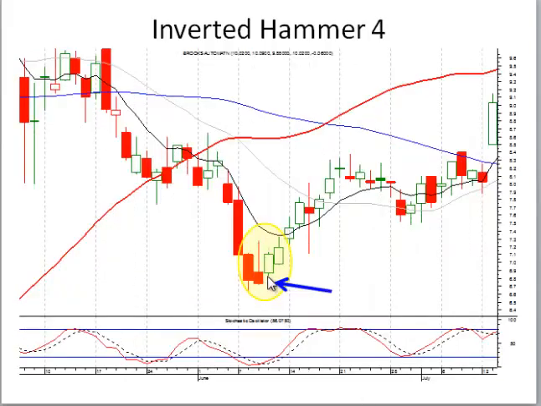An inverted hammer, kind of a little kicker type signal, Morning Star type signal, stochastics in the oversold area, all the indications there's been a change of investor sentiment. Look for more upside.